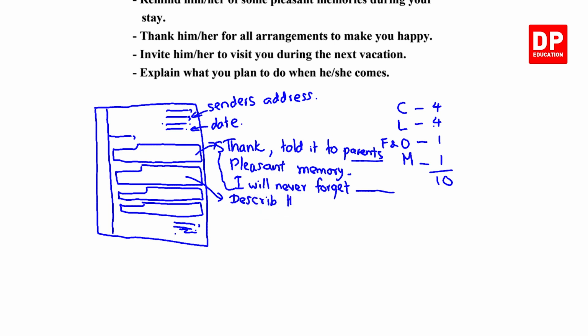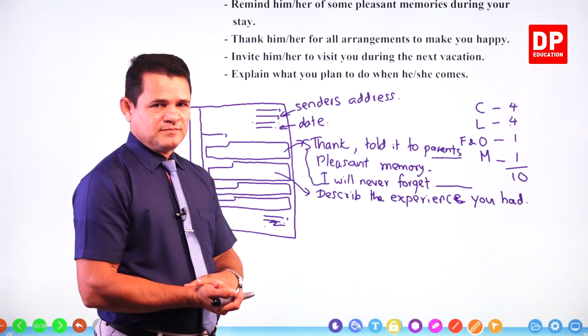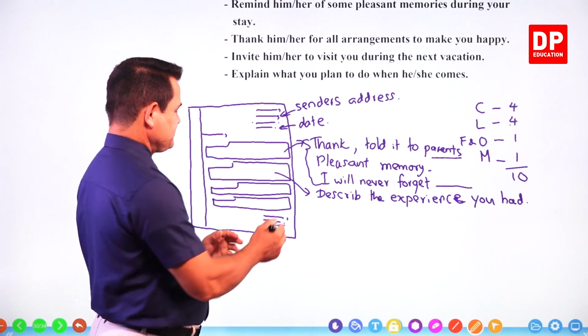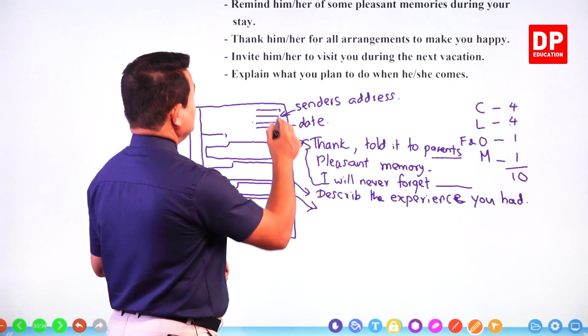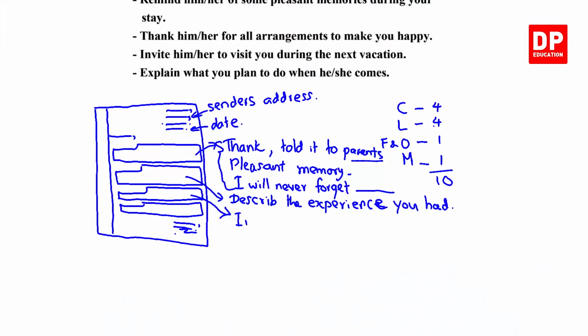Describe the experience you had and how you shared it with your family members. And then also invite him. How do you invite?